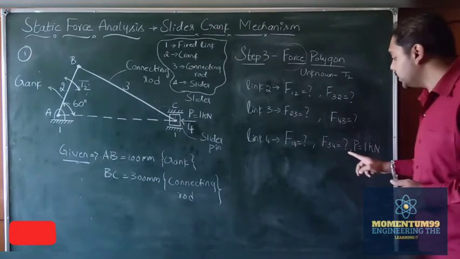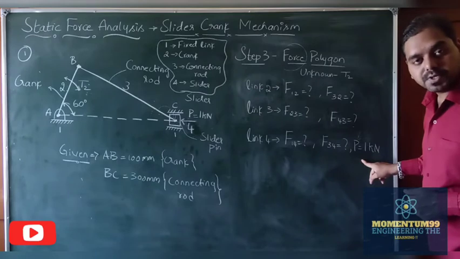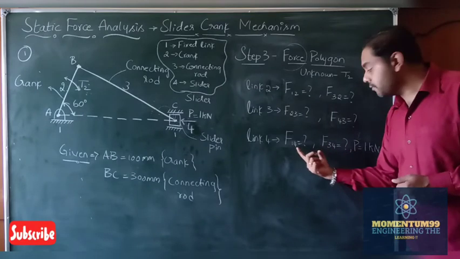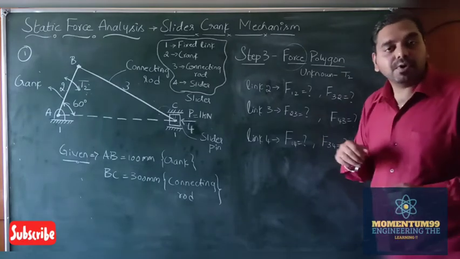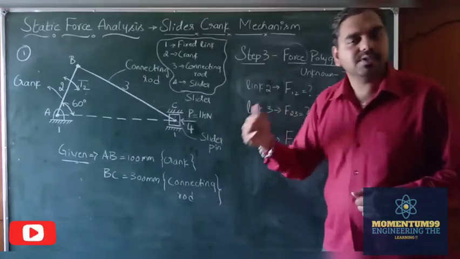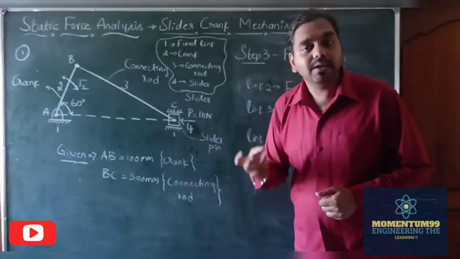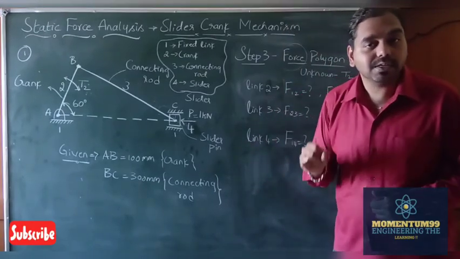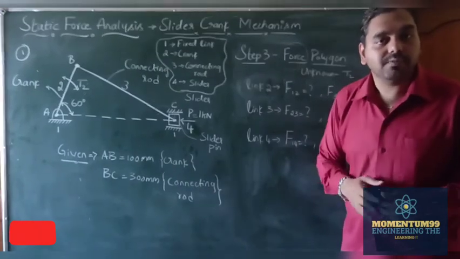We know the magnitude and direction of the external force P equal to 1 kN, but we need to find the magnitudes of F14 and F34. Now, from the free body diagram, we have got the directions in which these forces are acting, but we need to get the magnitude. In order to define any vector completely, we need to have the direction, the magnitude, as well as the point of action of these forces.